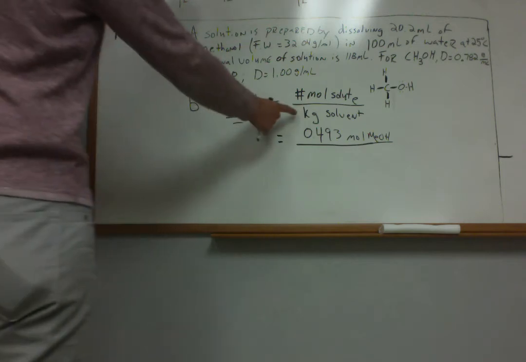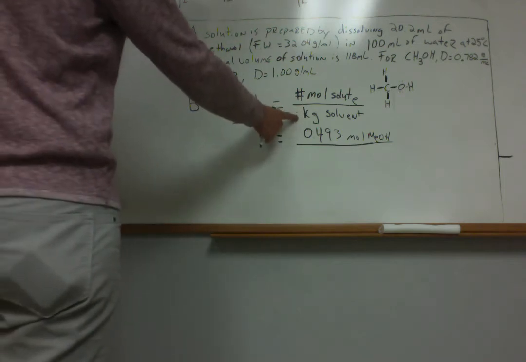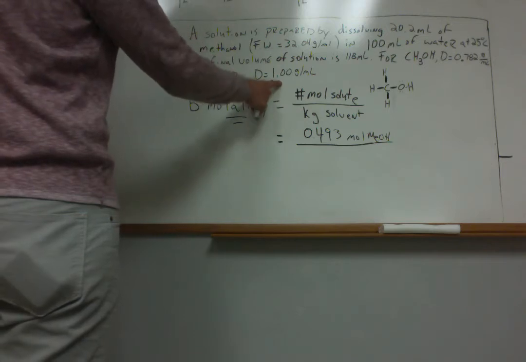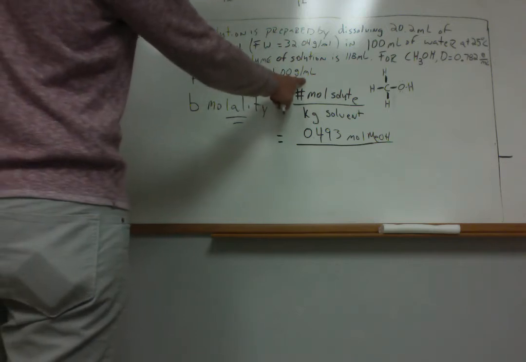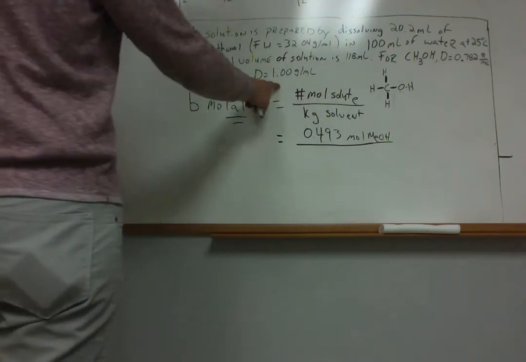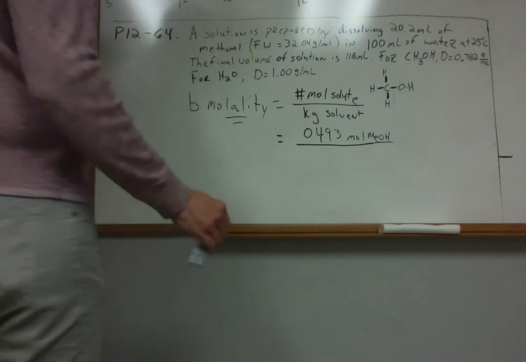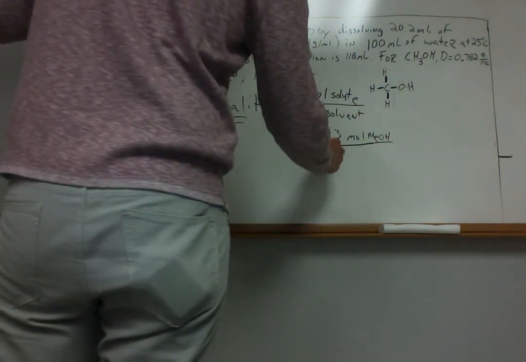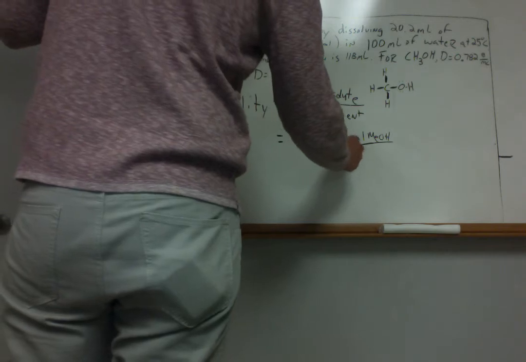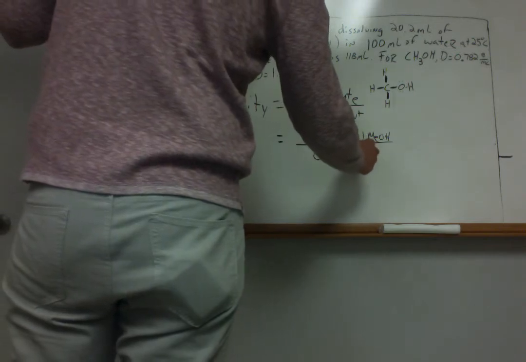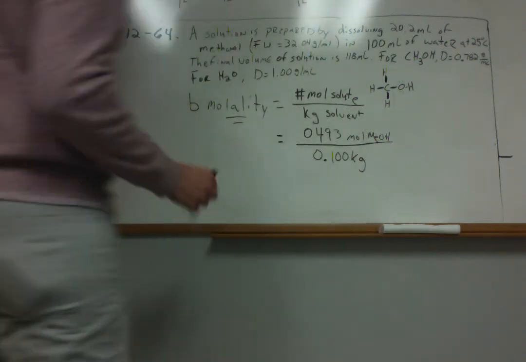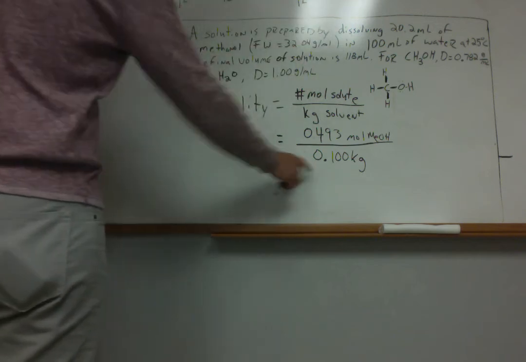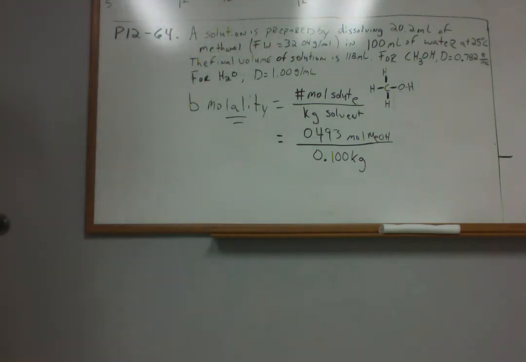Now, we don't need milliliters or liters here. We need kilograms of the solvent. Fortunately, we're told that the density of the water is 1 gram for every milliliter. So if I've got 100 milliliters of water, I also know I've got 100 grams of water. So this is actually really, really straightforward. Because I know I've got 100 grams of water by virtue of the density, I know I've got 0.1 kilograms.